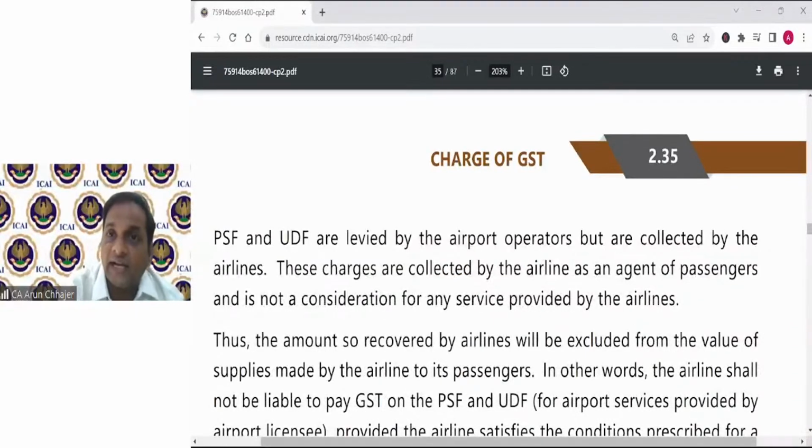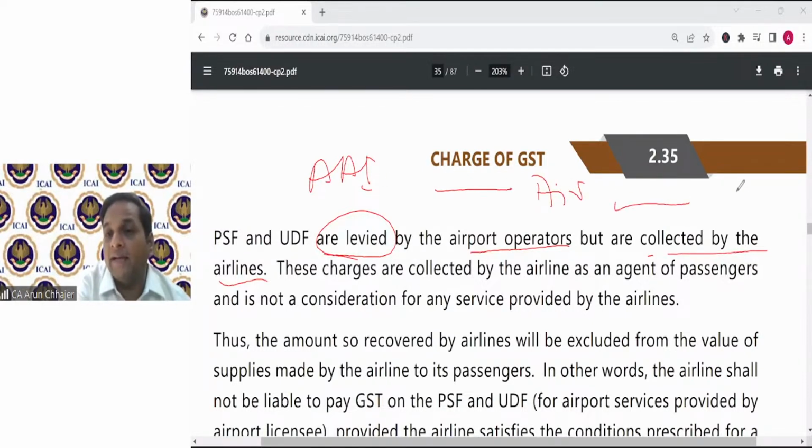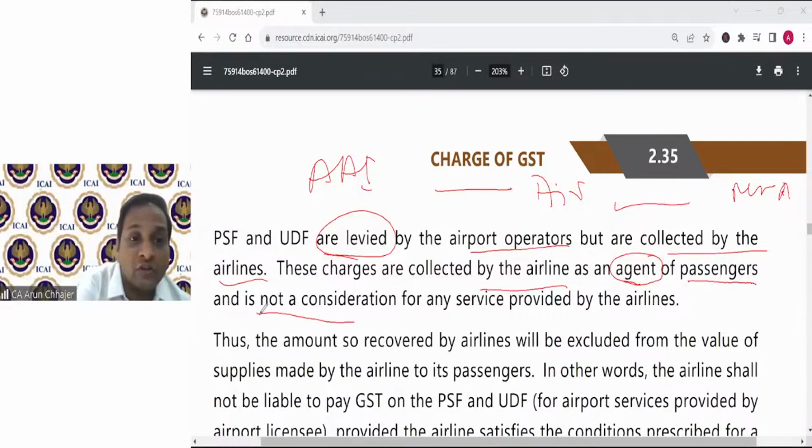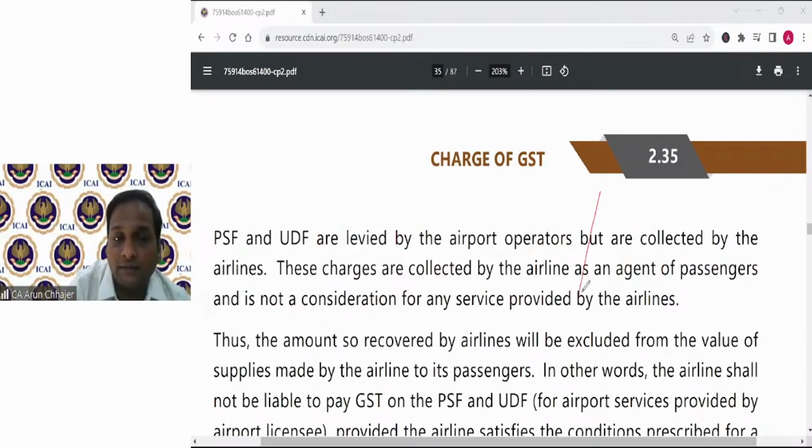Now, PSF and UDF are levied by the airport operator but are collected by the airline company. I told you. So, Airport Authority of India, airport licensee. This is the Air India and this is Mr. A. So, who is collecting? The collection is being done by Air India. The charges are collected by the airline as an agent of the passenger and is not a consideration for any service provided by Air India, by airlines. Okay.